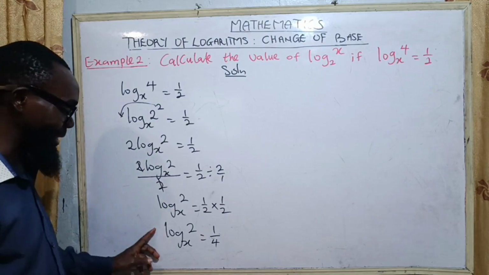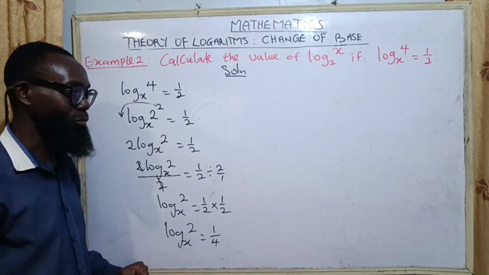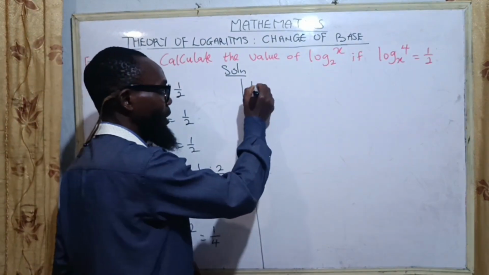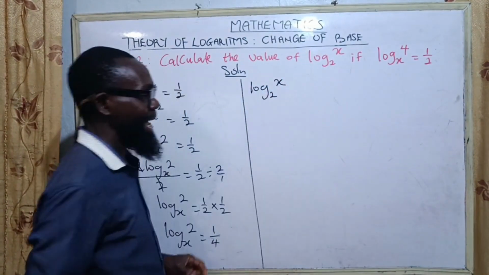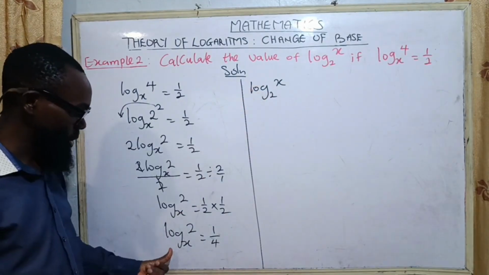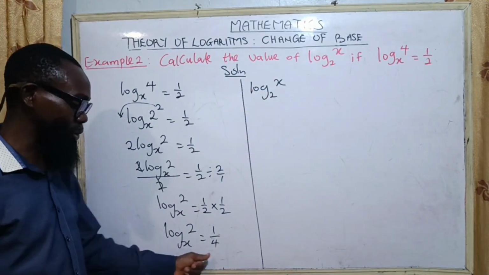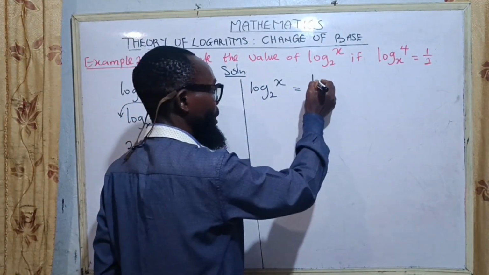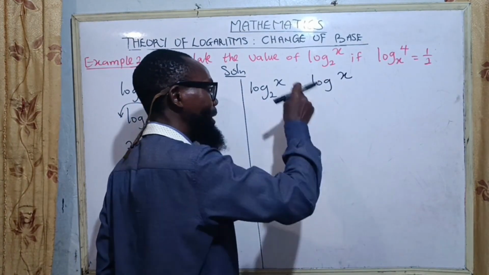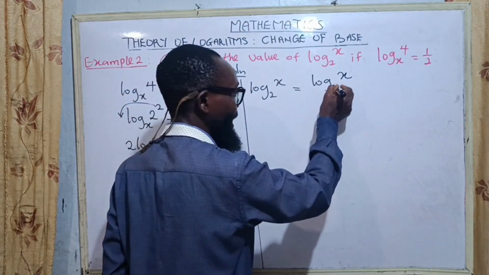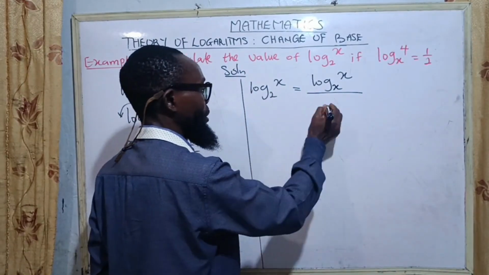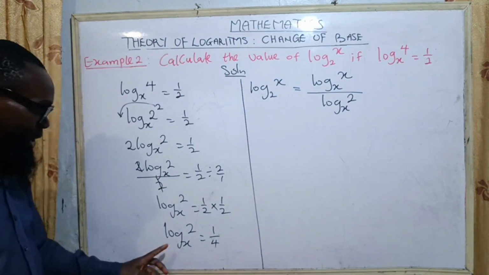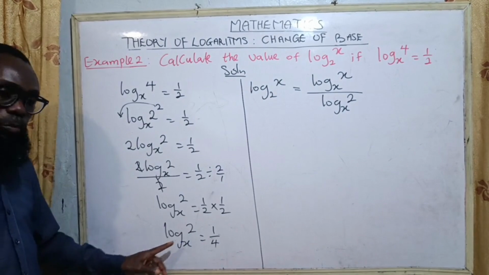So meaning that anywhere I see log 2 base x, I put what? 1 over 4. So don't forget, what we want to find is the value of what? Log x base 2. I can turn this log x base 2 to be log 2 base x, so that I can easily substitute 1 over 4. This one will now equal, let me use the change of base, log x. I want to make that x my base, log x to base x over this one, log 2 to base x. Now this is log 2 to base x, this is log 2 to base x. So anywhere I see log 2 to base x, I will put what?